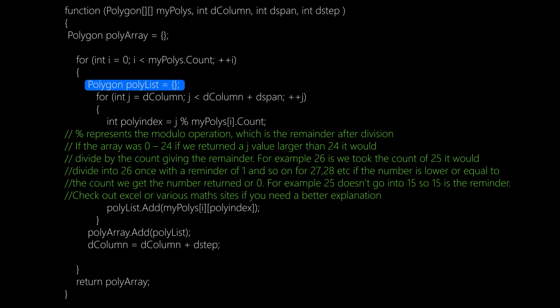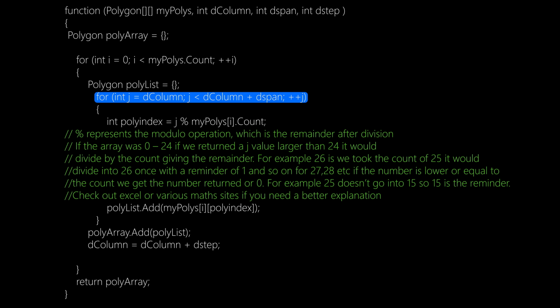In here I said my poly list. Now I want to set up the list I want to grab out of the columns themselves, and for this I'm going to use the j loop. So for int j equals d column. What I want to do is start from what I set up as the initial start column. It may be 0, or we now have the ability to say let's start from column 3 or 4. Then we want to go up to j is less than the column that we specified plus d span.